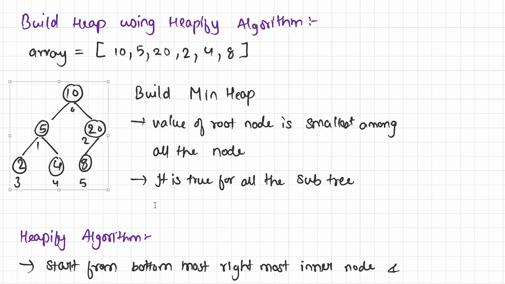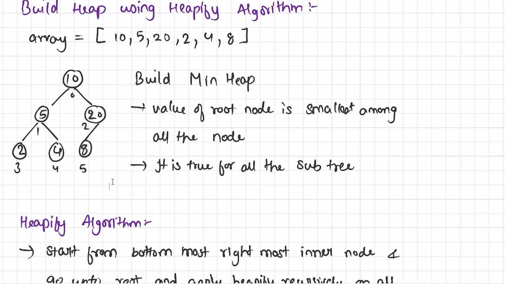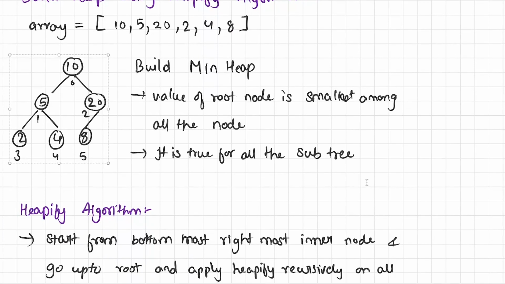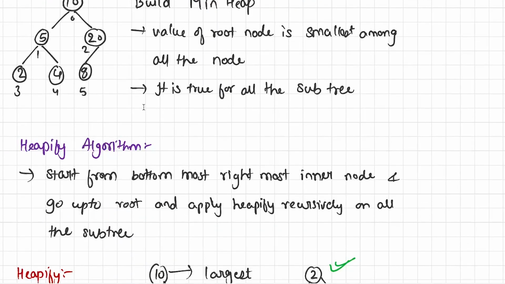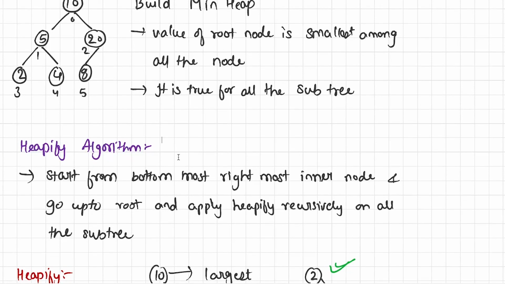Now let's see how we can use the Heapify algorithm to balance this tree and convert it into a min heap so that it follows all the properties of min heap. What the Heapify algorithm says is that you have to heapify all the nodes starting from the bottommost, rightmost inner node until the root node, and apply heapify recursively on all the subtrees. So this is what the algorithm says.